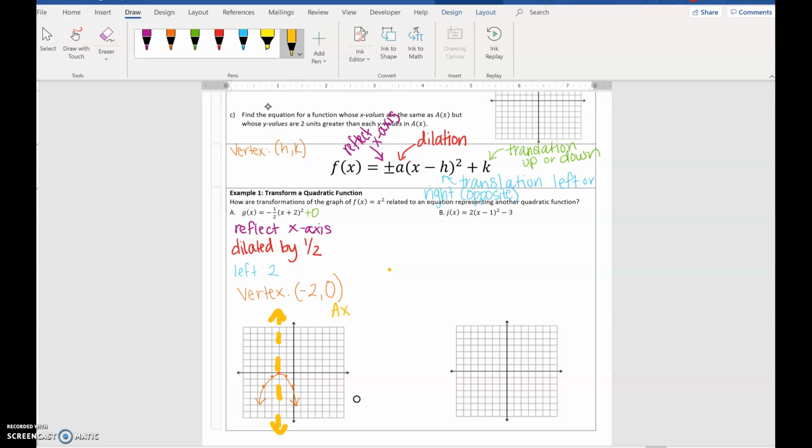I wrote it out so that you can see it, but axis of symmetry, and we would just say x equals -2. So you can find it on the graph where you can cut it in half, or you can see it in your vertex. It's always going to be that x value of your vertex.